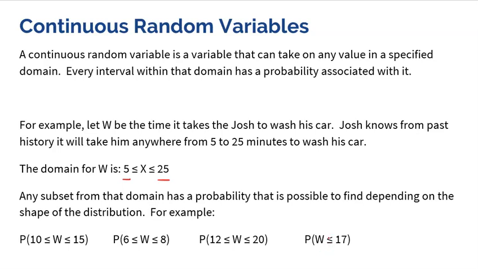The one thing I cannot find is the probability of an exact value. Sorry, you cannot do that with the continuous random variable. With a continuous random variable, you can only do intervals between two values or above or below a value. You cannot find the exact value. So if I said, what's the probability that it takes him exactly 17 minutes to wash a car? Sorry, that is actually not possible with continuous random variables. So please keep that in mind.